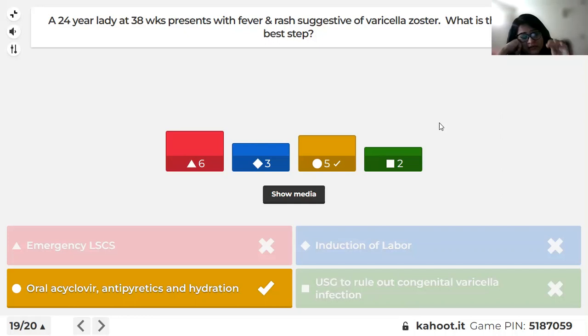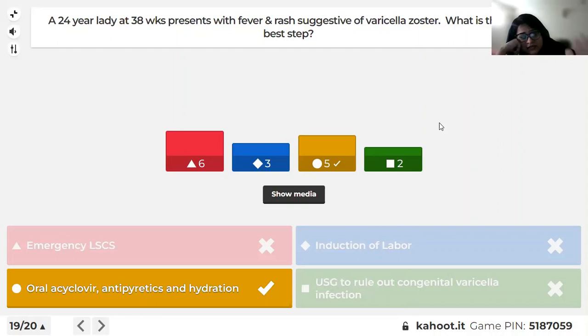Why? Because there's a very high risk. If she delivers now, the baby will develop neonatal varicella, which can be fatal. So you have to buy time for antibodies in the mother to develop, and hence transfer those antibodies to the fetus in utero before she delivers. If it's unpreventable and she's in labor already, you can't do anything. But at this point, nowhere is it mentioned she's in labor.